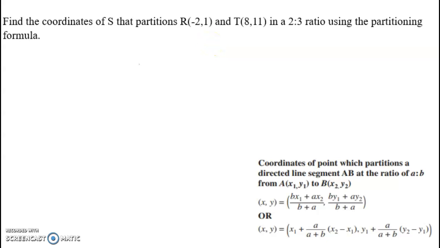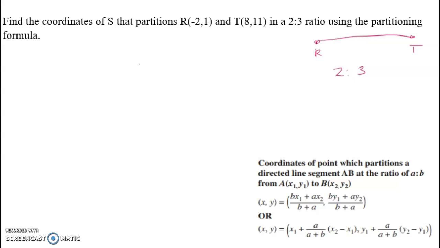Okay, the goal of this video is to find a point that partitions a directed line segment, RT, in a 2:3 ratio. So what we have is a point, R, and it creates a segment, RT. And what I want to do is find a 2:3 ratio. I want to find the point that creates that 2:3 ratio.